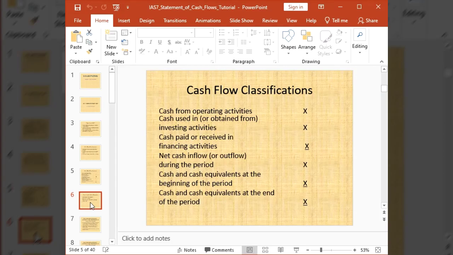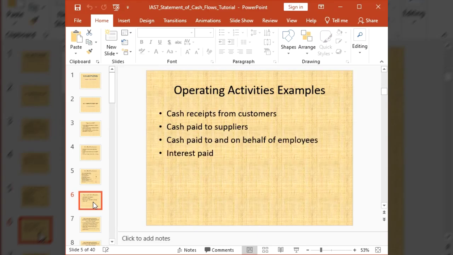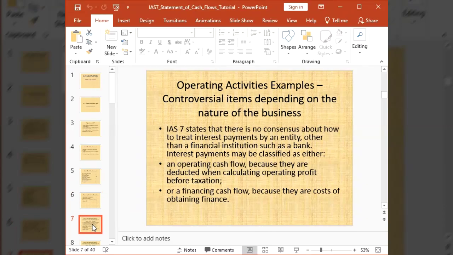Now, we are moving into another aspect of the statement of cash flows. In this second aspect, we want to see examples of operating activities, investing activities, and financing activities. So, what are examples of operating activities in the statement of cash flows? Here we have cash received from customers, and then we have cash paid to suppliers. We also have cash paid to and on behalf of employees. We have interest paid. These are examples of operating activities. Note that the cash receipts are inflows while the cash payments are deemed to be outflows.